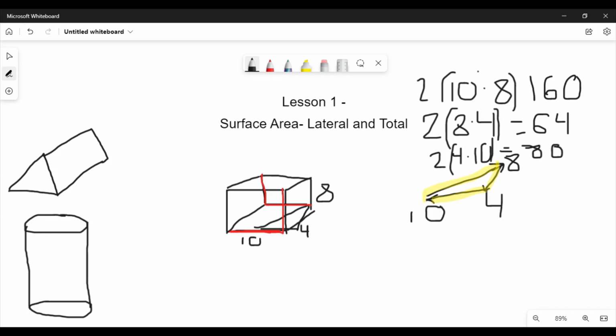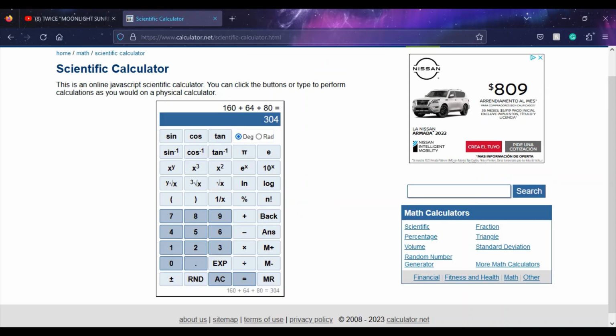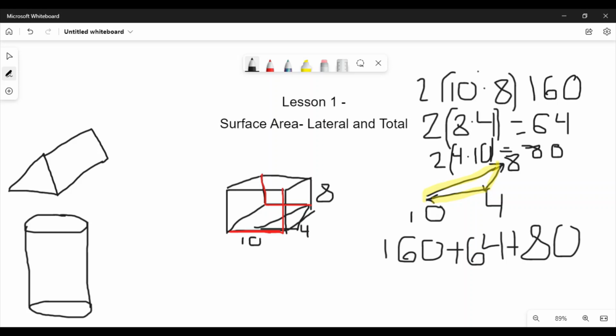So you get all those totals, 160 plus 64 plus 80. You add all of those together, and I'm going to do this on a calculator. 160 plus 64 plus 80, and that should equal 304. And that's how you find the total surface area for a rectangular prism.